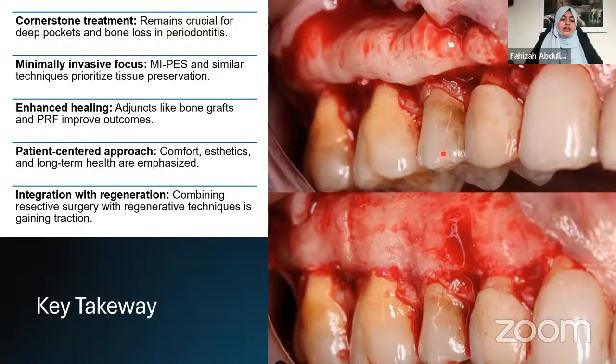Then the more advances happening are more towards the patient-centered approach, like their comfort, their aesthetics, and long term health. These are the three which have been looked upon in recent years. And integration with the regeneration techniques has boosted resective osseous surgery to the next level. And that is gaining more and more traction as well.